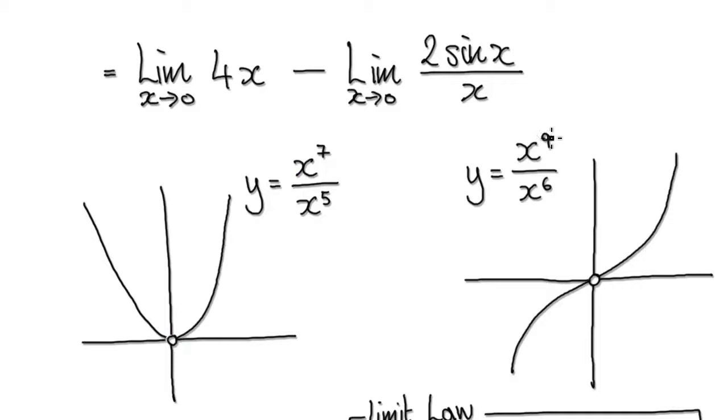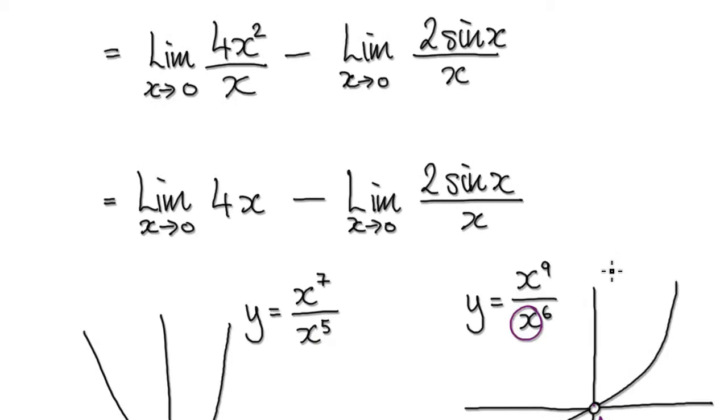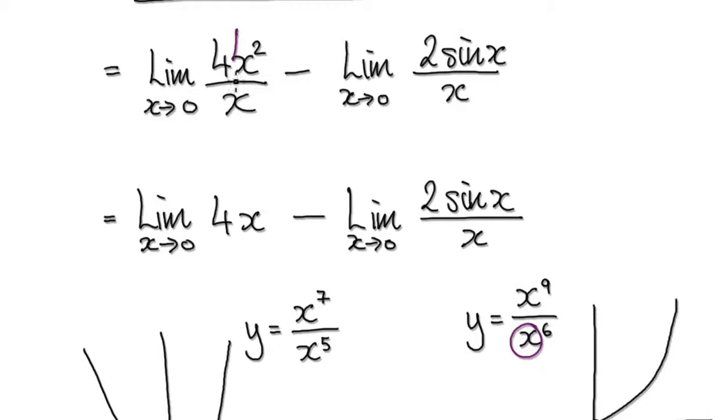And then if you do x to the power of 9 divided by x to the power of 6, it will act exactly the same as x to the power of 3. But the only difference is that dead on zero it breaks down. So the point here is that this thing here will act exactly the same as this. The only difference is that dead on zero it breaks down.